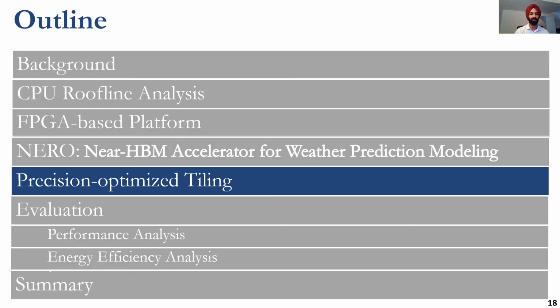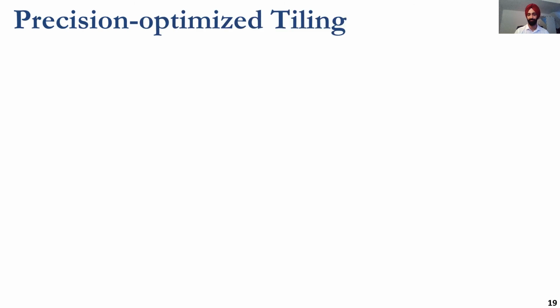I will now describe our precision-optimized tiling scheme. As mentioned earlier, the window size represents the portion of the grid a processing element would process. The best window size is critical in terms of area versus performance trade-off. Further, selecting an inappropriate window size leads to suboptimal results.